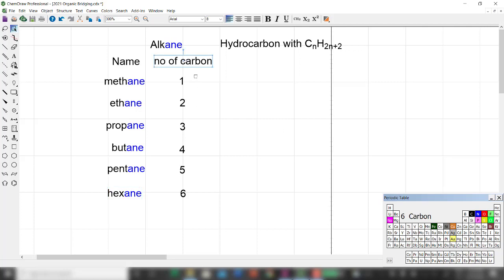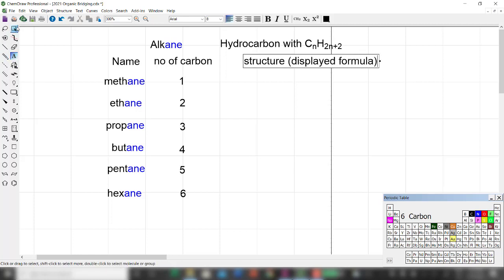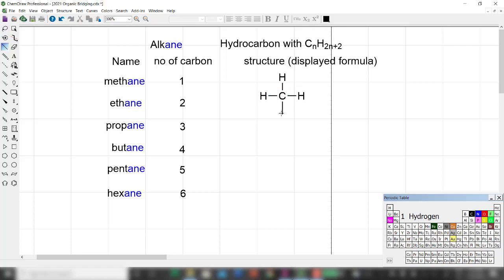Okay, then what about the structure? Over here, I'm going to show you the structure. In terms of the structure, I'm just going to show you the displayed formula. You're going to learn in A-levels that displayed formula means a formula where all the bonds are clearly shown. So for methane, usually in a textbook setting, it will be drawn with a structure that looks like this. So it looks like a square planar structure, but it's actually not square planar. It's actually tetrahedral.